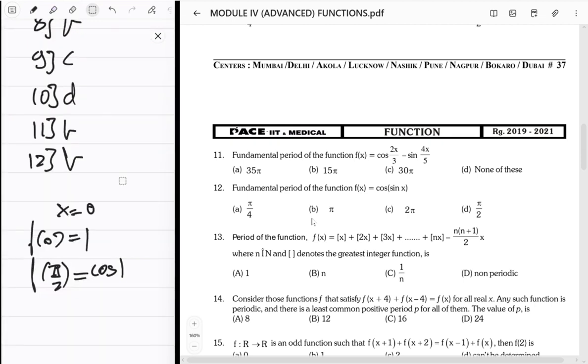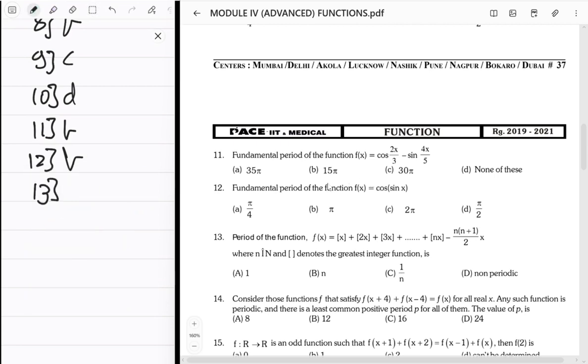Next. I'm wondering if I could have done this using copies. Okay, no. Don't do that. That's just too much. Okay, 13th. Period of the function f is equal to, okay, this stuff.